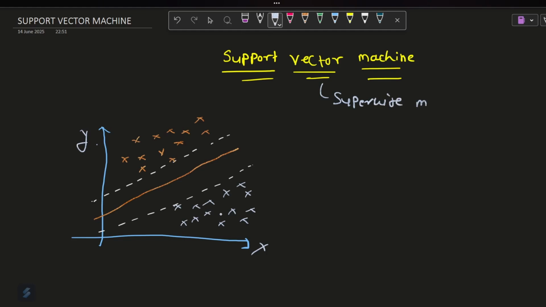This is a supervised machine learning. You know there are three types of machine learning: supervised, unsupervised, and reinforcement learning, right? We are learning about supervised machine learning, and the support vector machine basically uses labeled data, and there are two types of tasks.